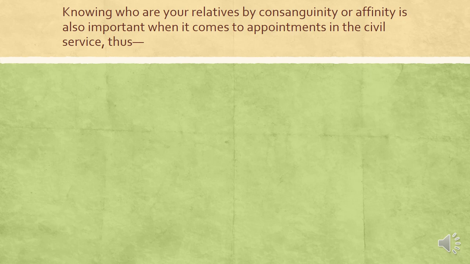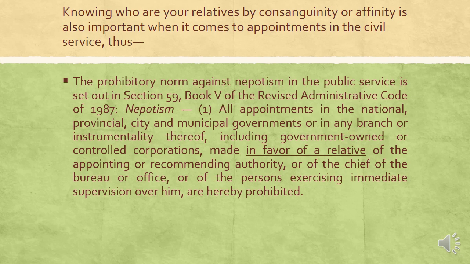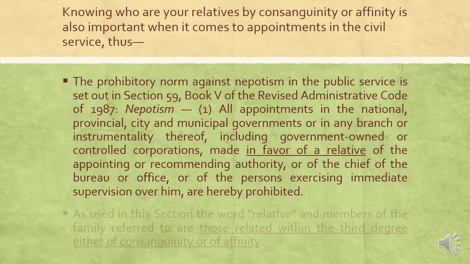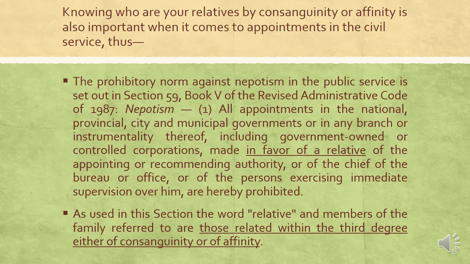Now, knowing who are your relatives by consanguinity or affinity is also important when it comes to appointments in the civil service. Thus, the prohibitory norm against nepotism in the public service is set out in Section 59, Book 5 of the Revised Administrative Code of 1987. It states, and I quote, "All appointments in the national, provincial, city, and municipal governments or in any branch or instrumentality thereof, including government-owned or controlled corporations, made in favor of a relative of the appointing or recommending authority or of the chief of the bureau or office or of the persons exercising immediate supervision over him are hereby prohibited. As used in this section, the word relative and members of the family referred to are those related within the third degree of consanguinity or of affinity."